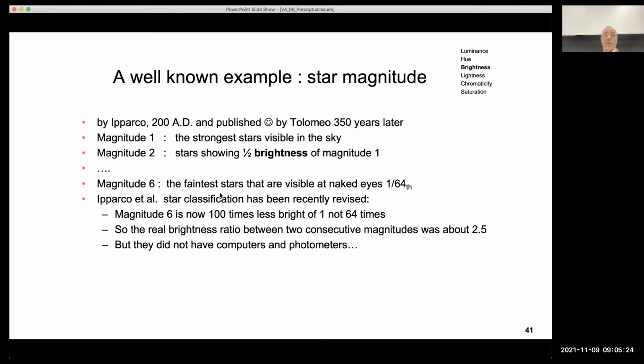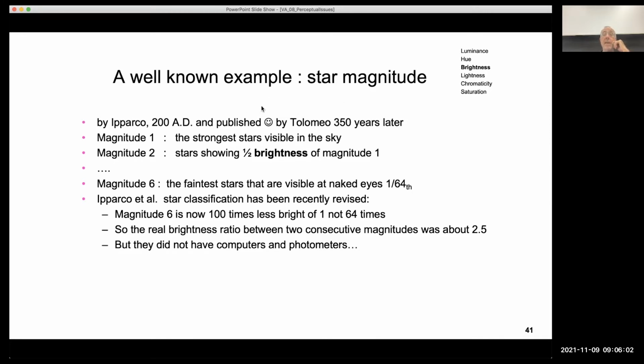Recently, using photometers, this classification has been revised, and it has been computed that magnitude 6 is actually 100 times less bright and not 64 times less. So in the human-based estimation, they were a little bit wrong. Each step was about 2.5 and not about 2. But they did a good job using the naked eye.